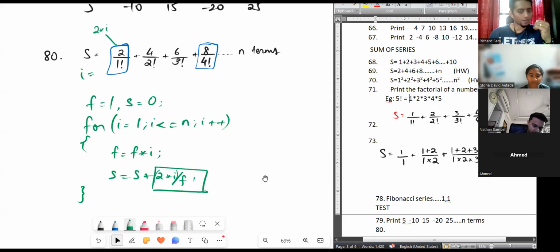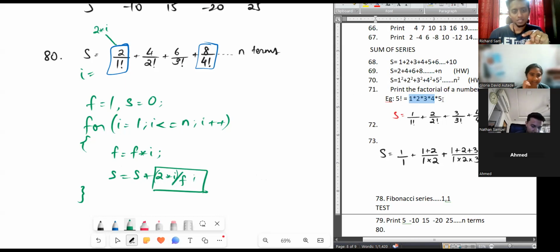So 1 into 2 is 2, then 2 into 3 is 6, like that? Yes. Okay. So factorial will be 1 into 2 into 3 into 4 into 5. Like 1 into 2 is 2's factorial. Then 1 into 2 into 3 is 3's factorial. 1 into 2 into 3 into 4 is 4's factorial. So basically to get 5's factorial, we are multiplying 4's factorial with the 5.